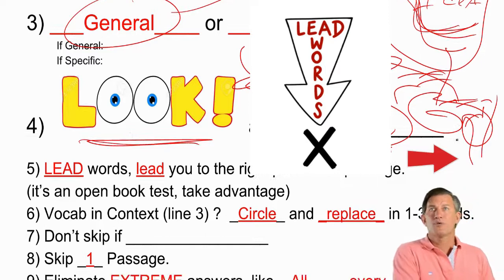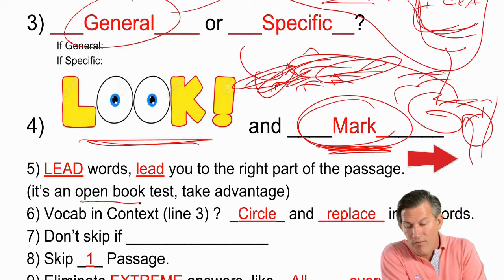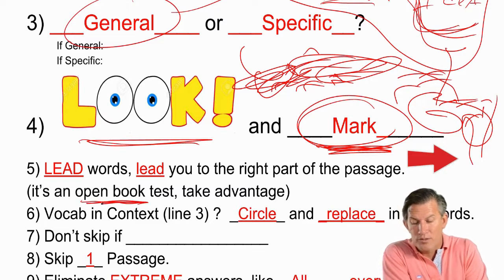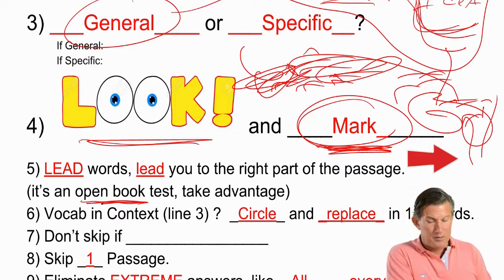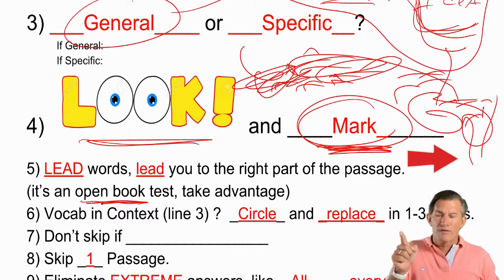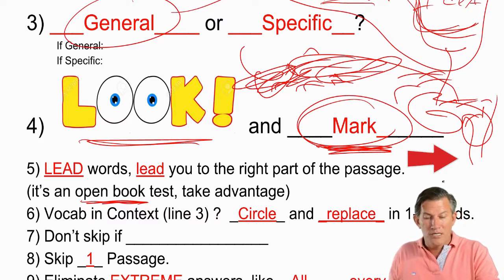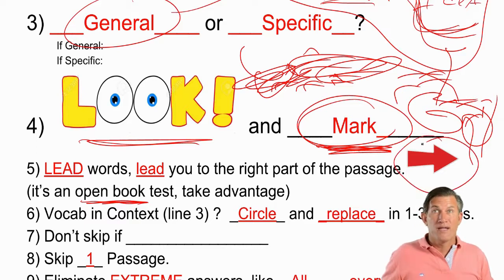So what I want you to do is, it's an open book test, so take advantage. I want you to find the key words or the lead words about the frog and the princess or whatever it is, the specific moment in the passage. Try to remember the structure of the different paragraphs, right? And then just try to find it and then circle it. Okay, the lead words will lead you to the right answer. Okay, that X marks the spot, right?